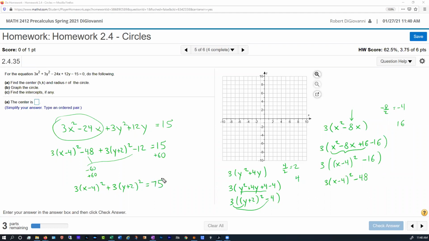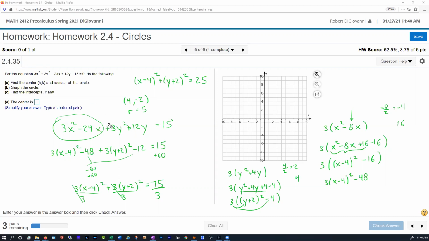So there's one more step that we didn't run across in class, and that is we can't have these 3's out here. But because they both have 3, I can divide everything by 3 on both sides. And they go away, and over here it becomes 25. So we should get x minus 4 squared plus y plus 2 squared equals 25. So the center is 4, negative 2, and the radius is 5.